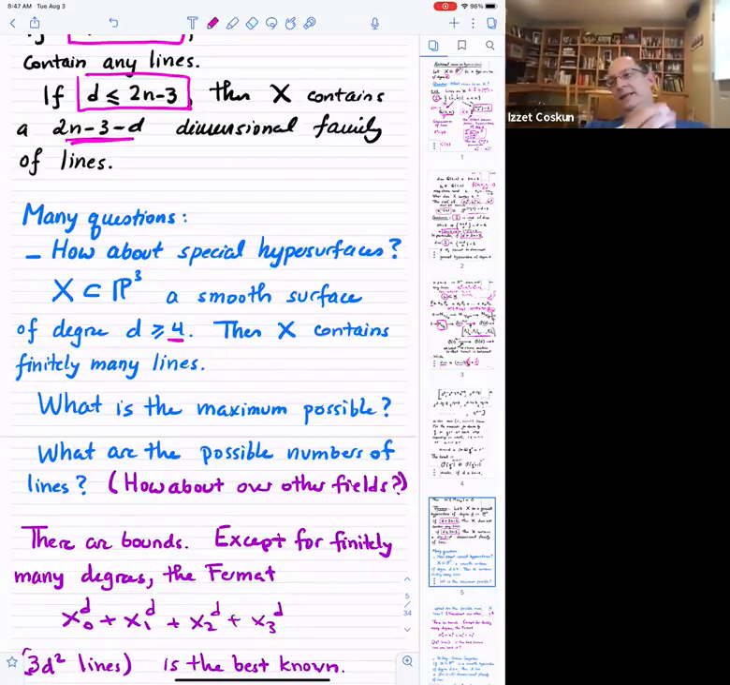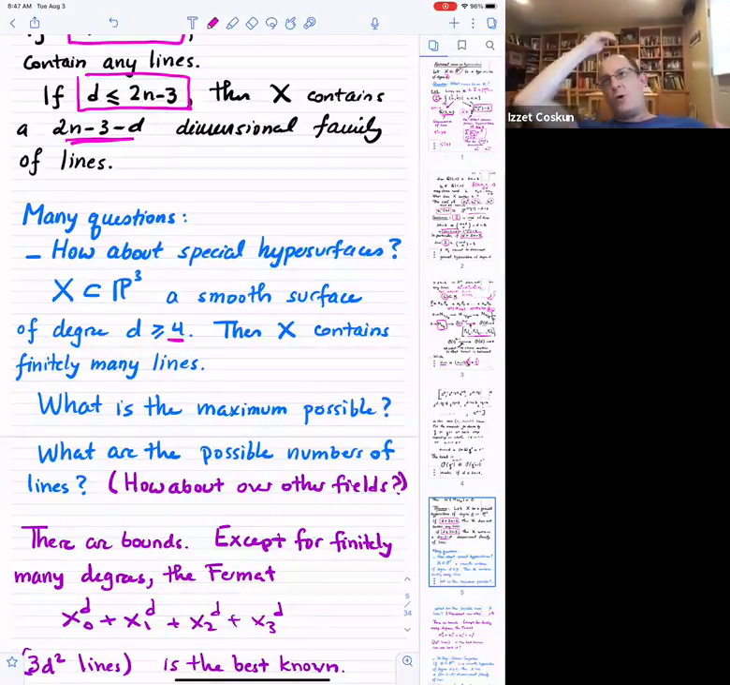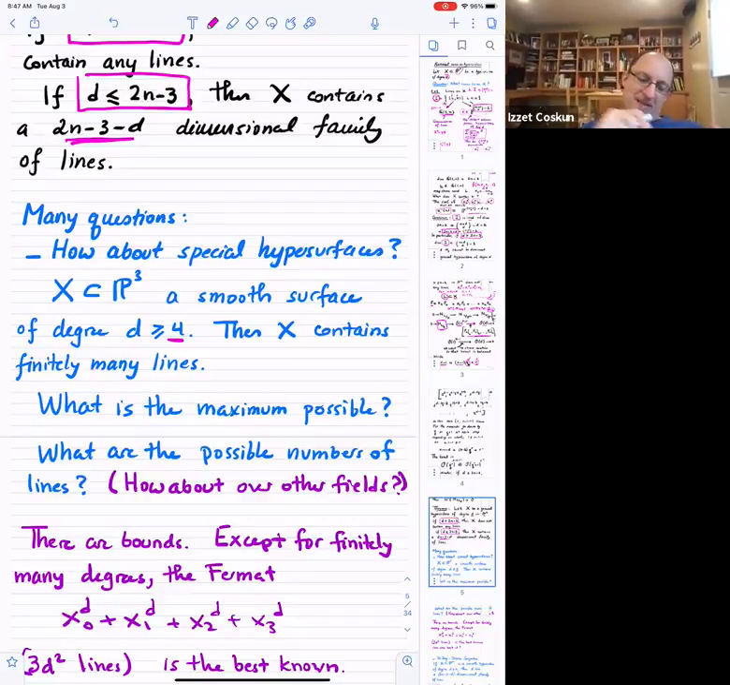Then, you can easily show that it can contain at most finitely many lines. But the question is, what's the maximum possible? So this is known for degree 4. The maximum possible is 64 lines, right? But starting with degree 5, we don't know what the maximum possible is. And by the way, when I'm having this discussion, I'm over the complex numbers.